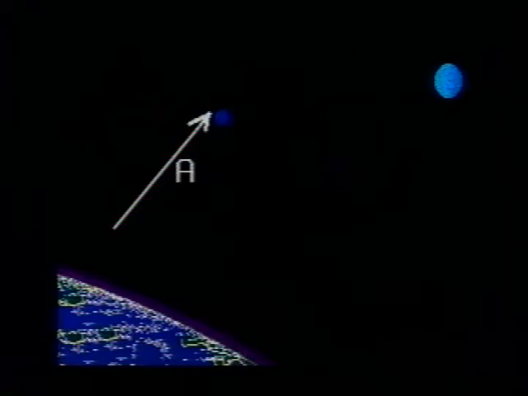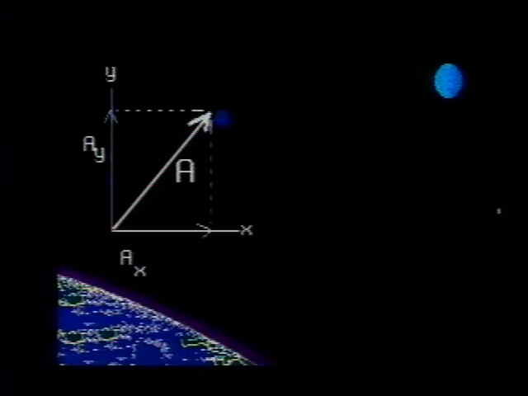A common vector is displacement. An object that is displaced from one point to another can be represented by an arrow. The length of the arrow represents the magnitude of the vector. The direction of the arrow represents the direction of the vector. The vector can be broken down into components.